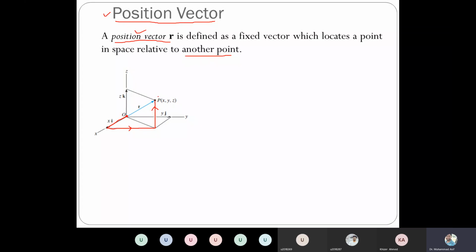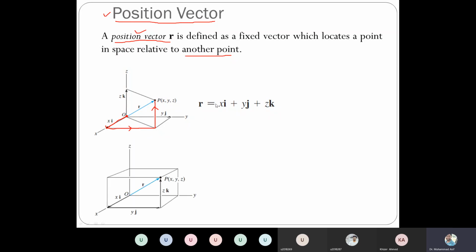So that means from here to here the distance is Xi. This is the component Xi plus Yj, right? This is Yj plus Zk. So that would be the position of that point P. So Xi means from the origin Xi distance, then Yj, and then Zk. So that will give you the position vector R. Right? This is the vector notation for the above point.